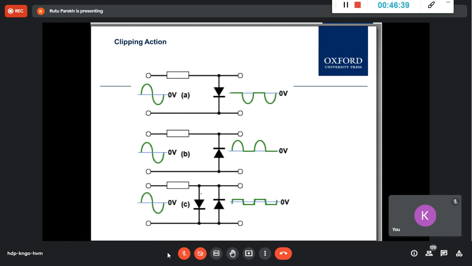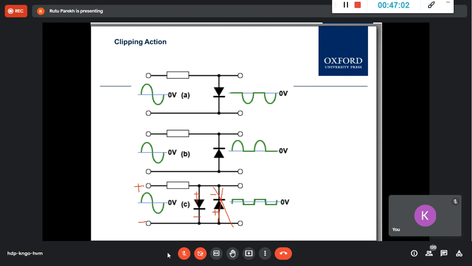Why? Because this is positive, this is negative, this is negative, this is positive. For the positive half, when it is plus here and minus here, a plus 10, a minus 10, this one is open, so this is not there at all. Correct? You agree? Yes, ma'am.